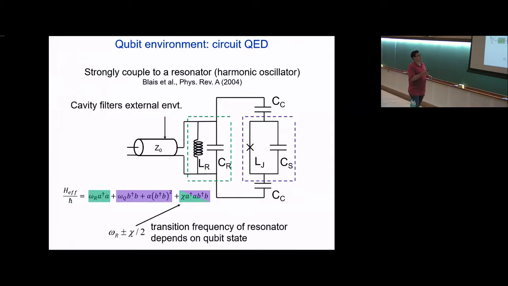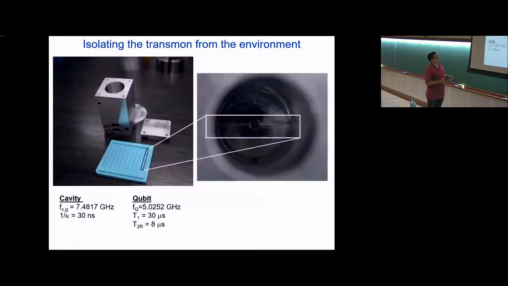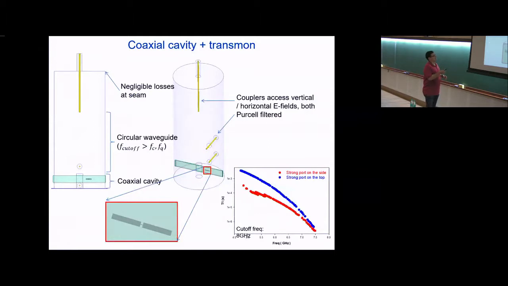Again, this cavity filters the external environment. And so what they look like in the laboratory these days is something like a big aluminum box. Here's a sapphire wafer. Here's my qubit right here. You see the junction in the middle, this self-capacitance and this sort of big pads to give you a dipole moment that couple to the cavity to give the dispersive shift.